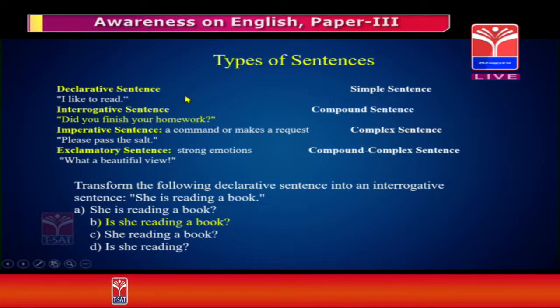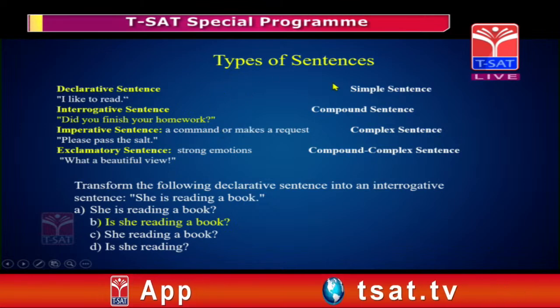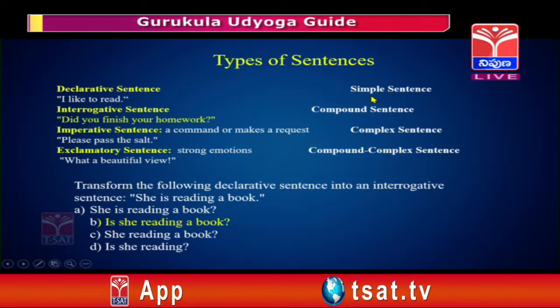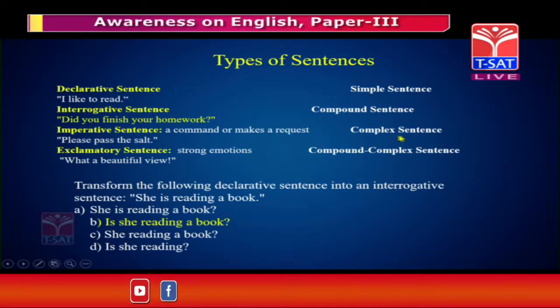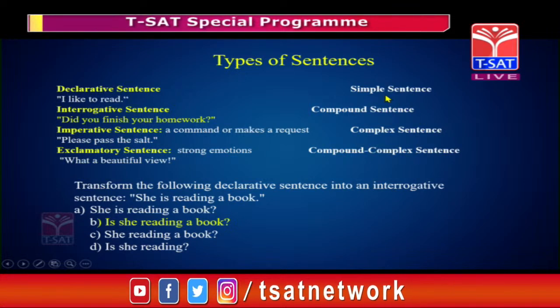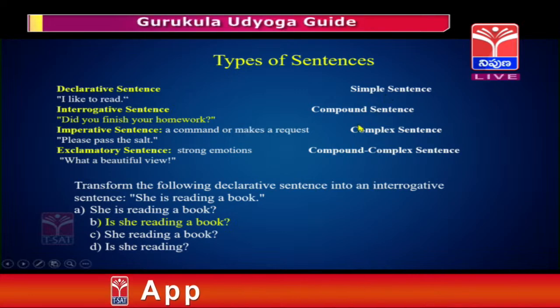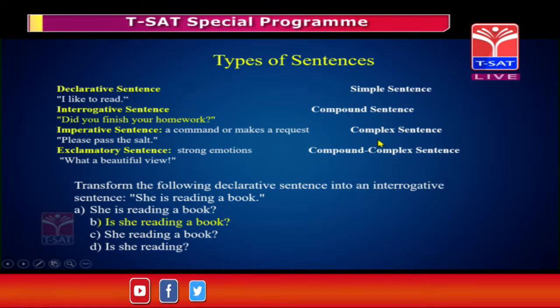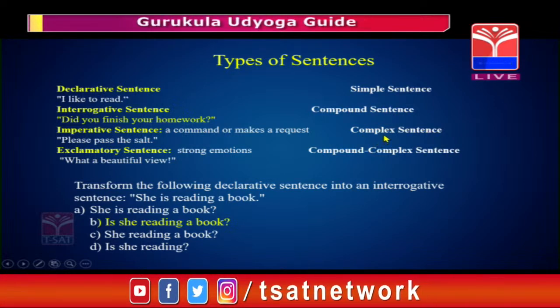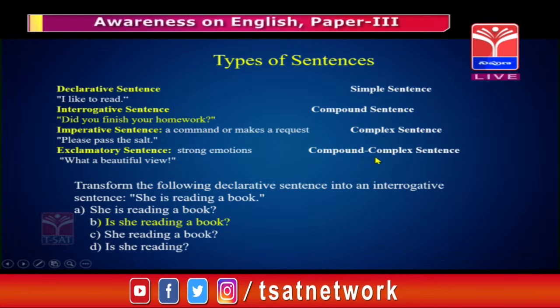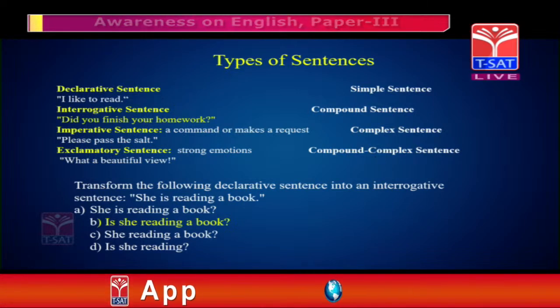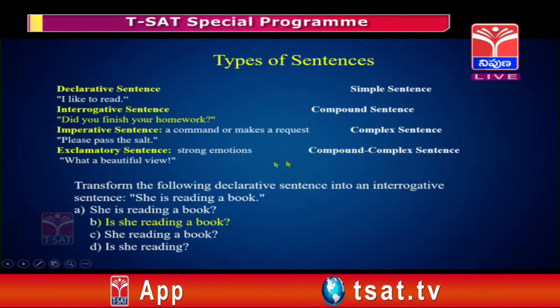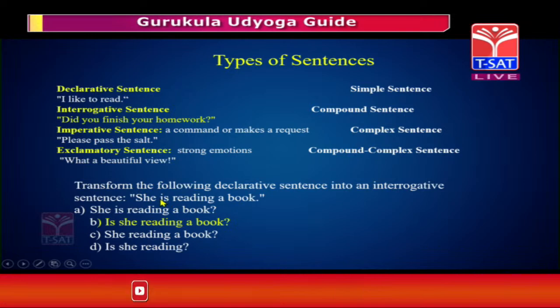So based on the aspects, we have types of sentences: simple sentence, compound sentence, complex sentence, compound-complex sentence. Simple sentences contain one independent clause, whereas compound sentences contain 2 independent clauses joined with a word, and the third one, a complex sentence, contains 1 independent and 1 dependent clause. A compound-complex sentence is a combination of 1 independent and 2 dependent clauses. Based on this you will be asked 2 kinds of questions.